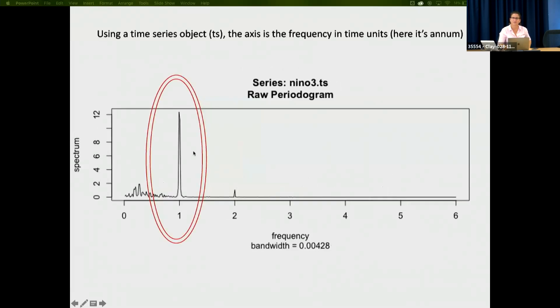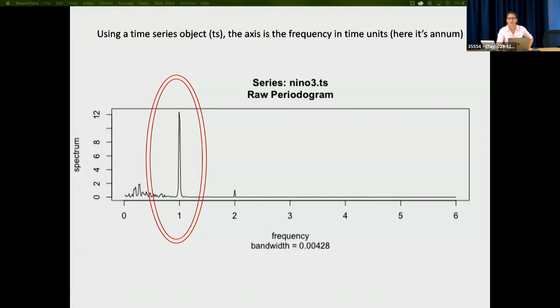So I can use the time series object to create a periodogram that has, instead of frequency, the time in units, in my time units. So here it's annum, and we're going to do that in the computer lab. But 1 is a peak in annual, repeating once a year. So 0.2 times a year, which means every 5 years.